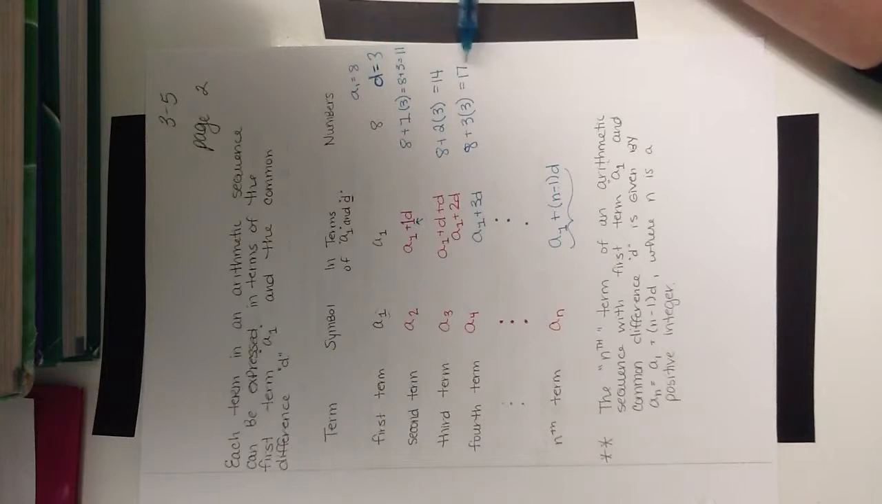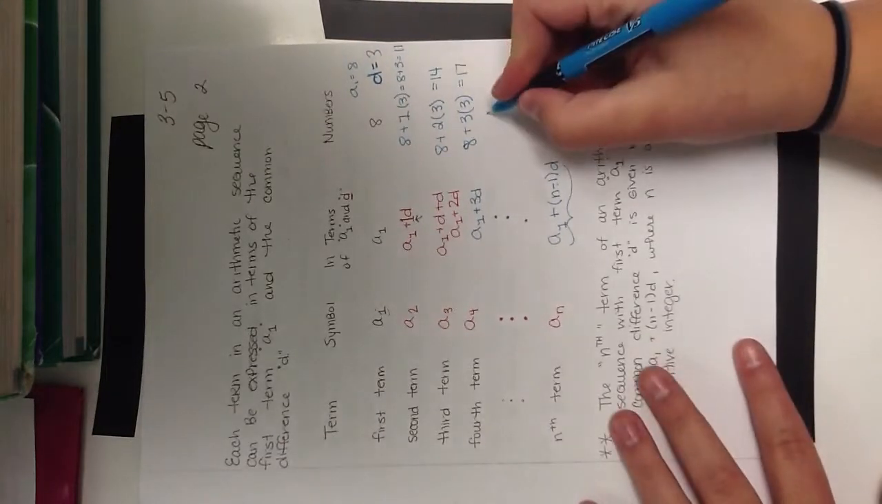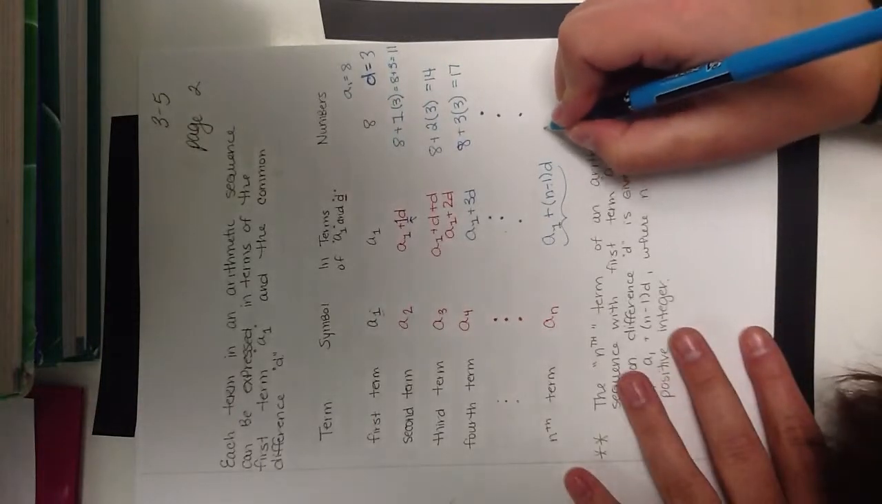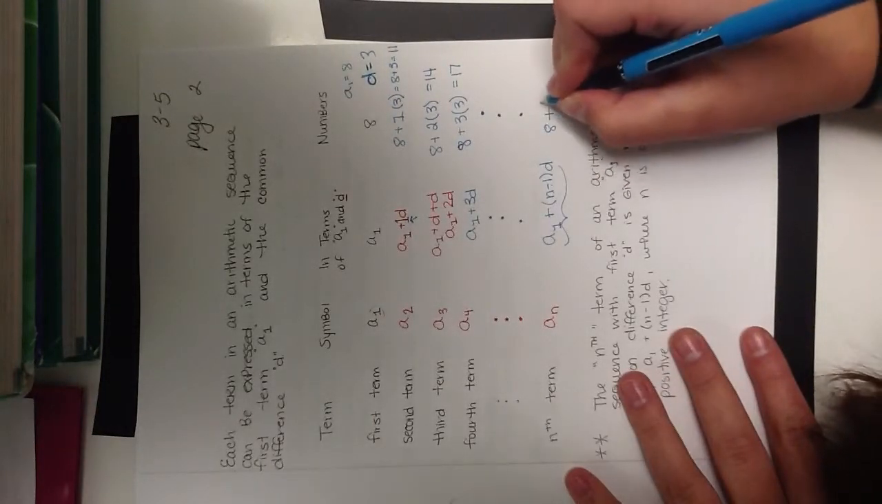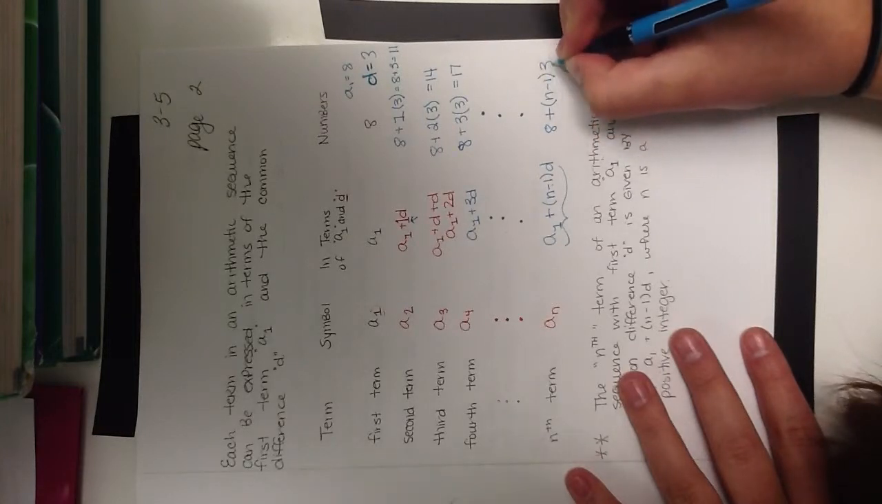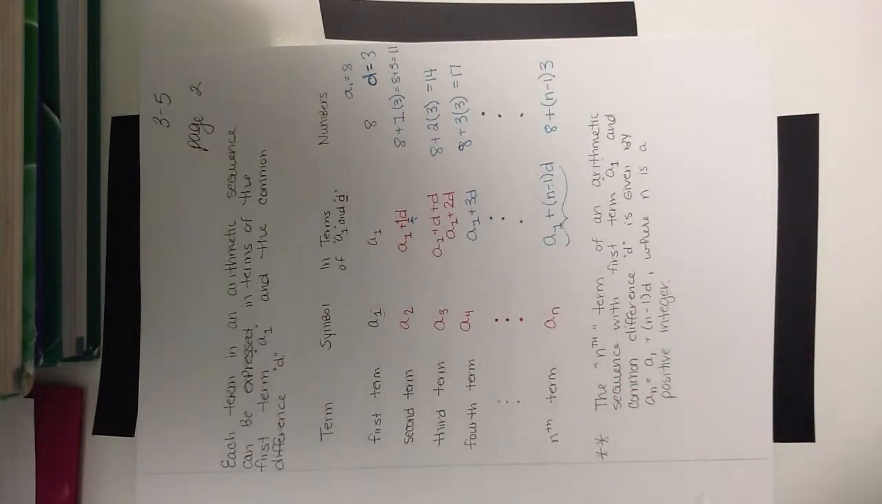So yeah, that works. So now let's see what we would have to write for the nth term of this sequence. I'm going to say 8, that's my a sub 1, plus, I don't know what n is, so I still say n minus 1 times 3. Okay? That's where I leave it.